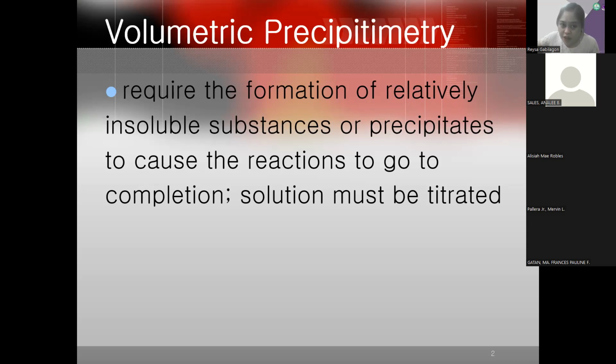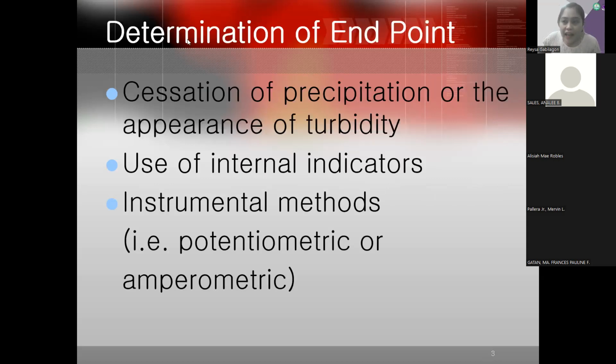So again, this is the precipitation method. Before we can classify a reaction under volumetric precipitimetry, we have to make sure first that a precipitate will be formed during the reaction, during titration. Now again, how do we determine the end point of the titration? For acids and bases, in alkalimetry and acidimetry titration, we have a change in color due to the use of our indicators. This time, for the precipitation method or precipitimetry, we actually still use indicators, but the signal here is either the disappearance or cessation of our precipitate or the appearance of the precipitate itself.